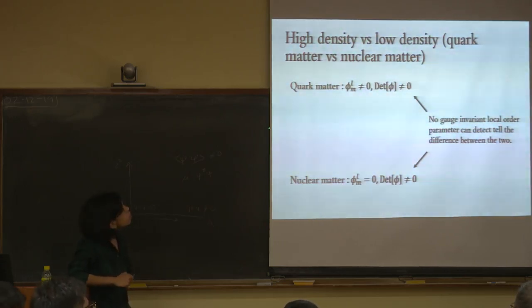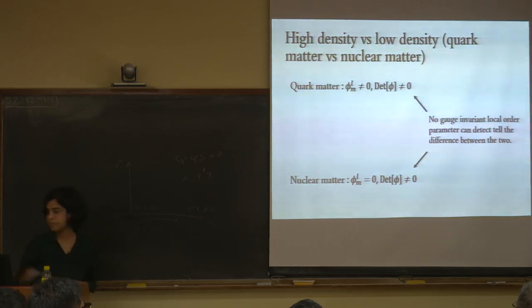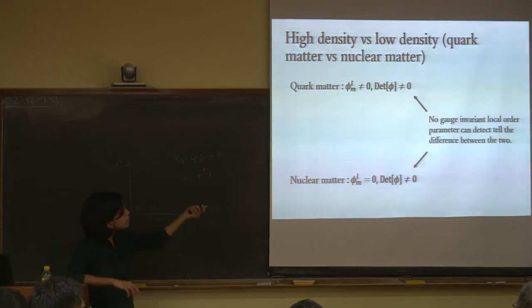And so you see the difference between quark matter and nuclear matter is that this gauge dependent thing is non-zero on one side, zero on the other side, but the only gauge invariant object you could write down has a wave on both sides. So there is no local order parameter which can tell the difference between the two.